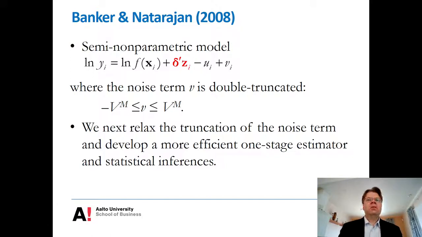Now in comparison to Banker and Natarajan, we of course want to relax this somewhat weird assumption that the noise term is truncated, so we can allow for any type of noise, like usually normally distributed noise. That's a very non-standard assumption, and we want to get rid of that.